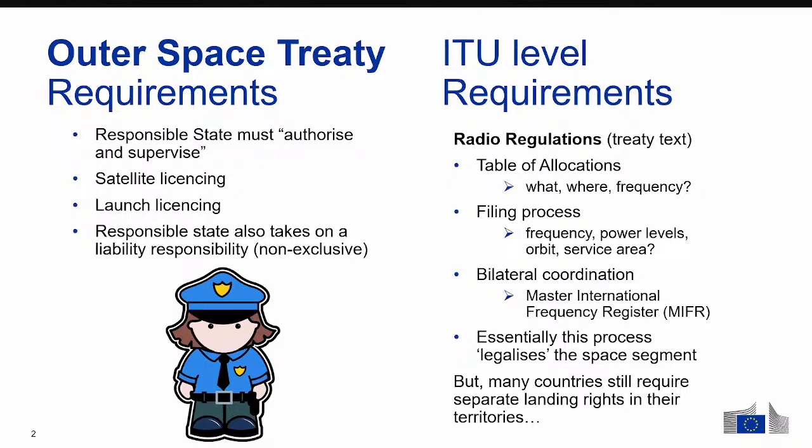So Ruth has already touched upon some of this. The Outer Space Treaty really is the bedrock of authorizations of satellites globally. It has the concept of a responsible state, and that responsible state must authorize and supervise any space activities that emanate from their domain. And that will include things like satellite licensing, a launch license for where the launch takes place, and that may be a different country from where the satellite was manufactured.